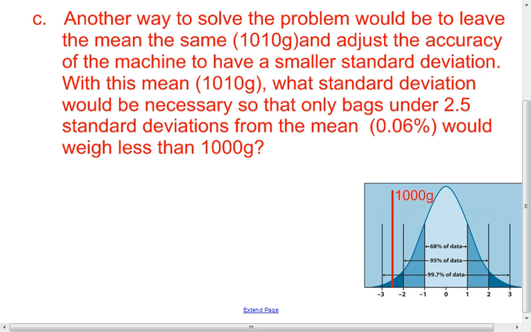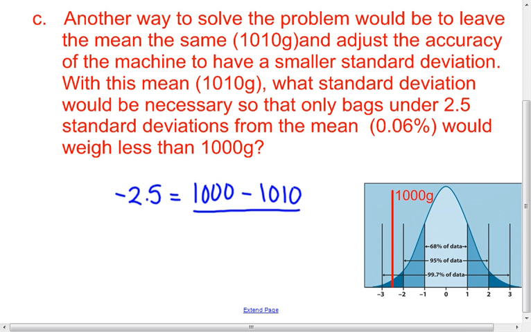So now you need to figure out how accurate the machine has to be in order to keep it so that 0.6%, or 2.5 standard deviations, are still less than 1,000 grams. The magic number is still 1,000 grams because that's what I'm selling it for. I want the mean to be the same as it was originally. So now instead of putting more sugar in a bag to fix the problem, I'm going to try to make the machine a little bit more accurate so that it gives me a better prediction of how much sugar will be in the bag.